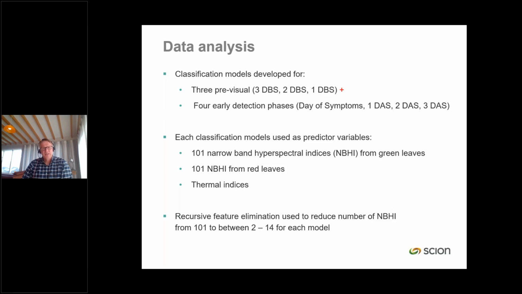Because we had 101 narrowband hyperspectral indices, we needed to somehow reduce down the number of variables that were used for each one of these models, these 14 models that used hyperspectral indices, because you can't really use 101 variables when you only have 81 data points. So we used this recursive feature elimination, and we were able to reduce down the number of variables to between 2 to 14 for each model.